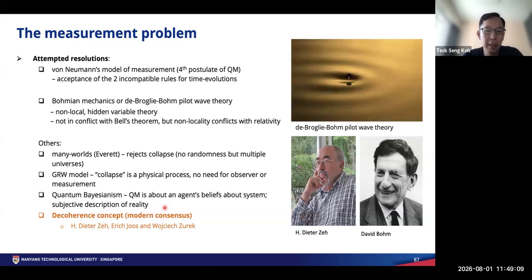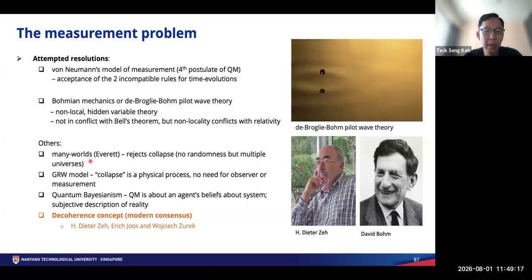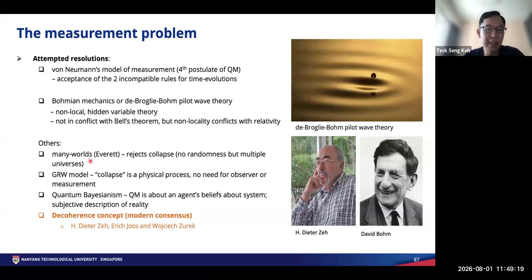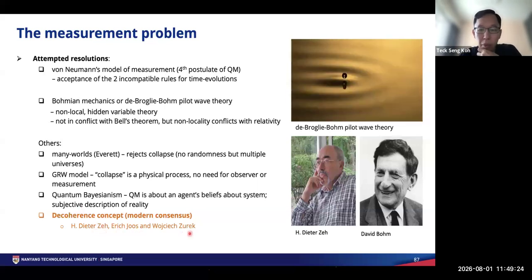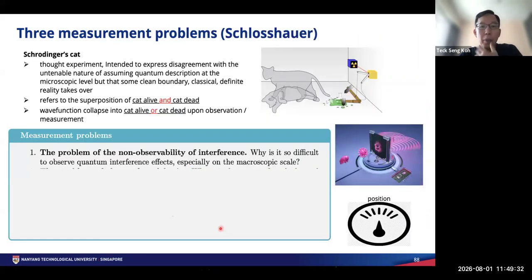Now the modern consensus is decoherence, arguably, although many worlds, multiple universes, is still very popular. And this was developed by Zeh, Joos, and Zurek. So this is Zeh, just over, I guess, 60, 70 years ago. So what are the measurement problems? I'm going to use this breakdown of the measurement problems into three parts, according to Schlosshauer. He wrote a very good textbook on this.